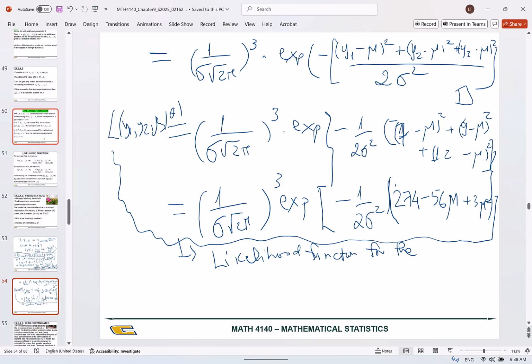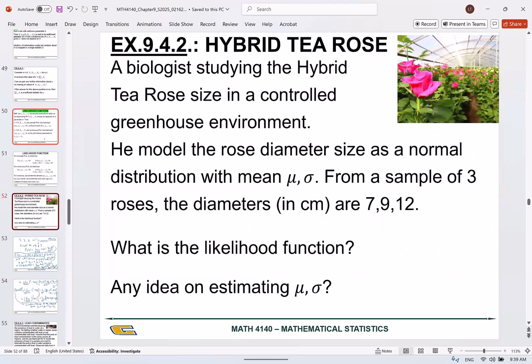The likelihood function for the observed data: Y1 equals 7, Y2 equals 9, and Y3 equals 12. So if you observe different data, the likelihood function will change, right? It will change depending on what you observe. Clear here? Good. So here, the question is, any idea on estimating mu and theta?